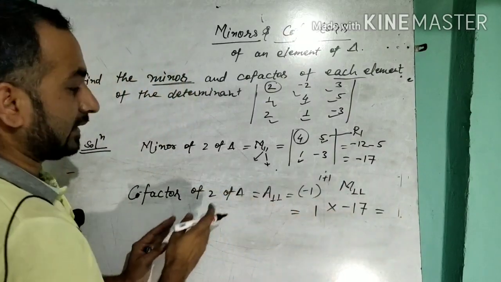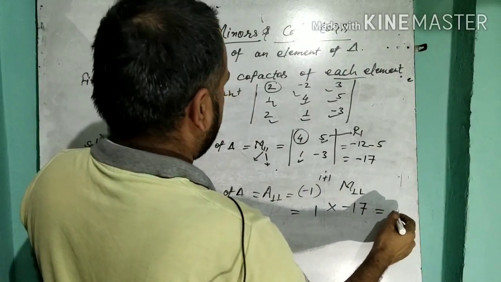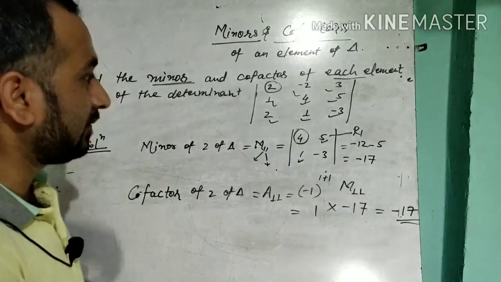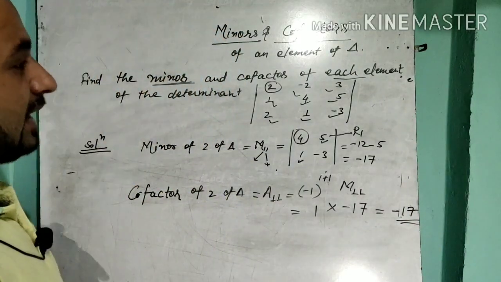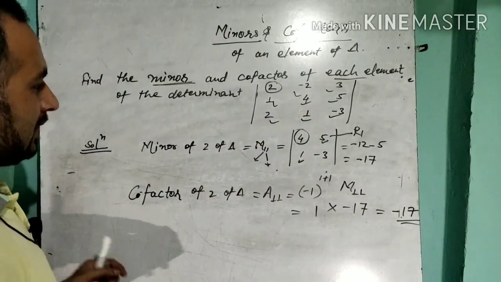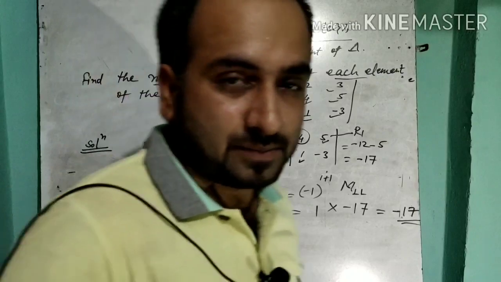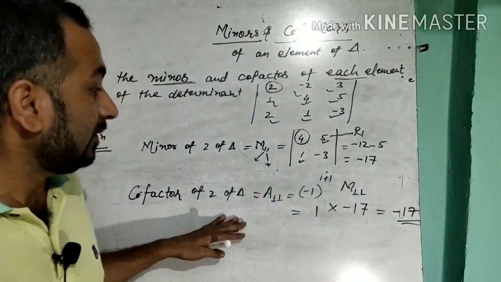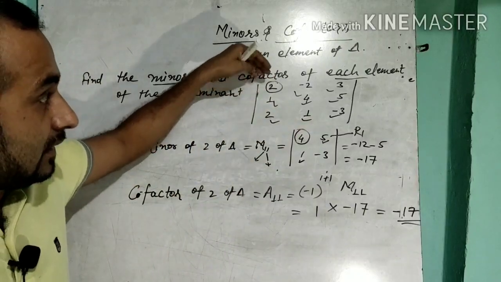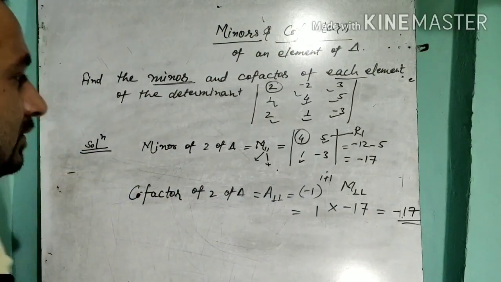So this cofactor of 2 of the determinant is minus 17. Okay students, now I'm going to solve next. Suppose for the minus 2, I have taken the minus 2. I am going to do rough work in this portion. If you want to write, the minor for the first element is minus 17, and the cofactor for the first element of your determinant, which lies on the first row and the first column, is also minus 17. So let's start.